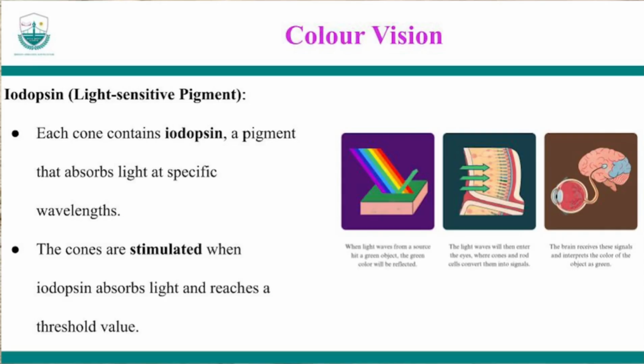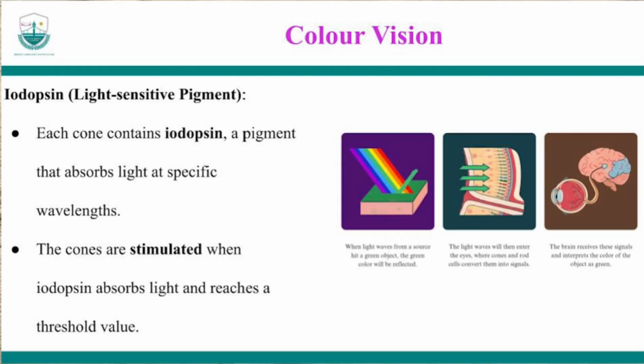But if you have an object of another color, it's other types of cones that will be stimulated. So that is basically the trichromatic theory. Tri means three, and chromatic is color. So that is about that.